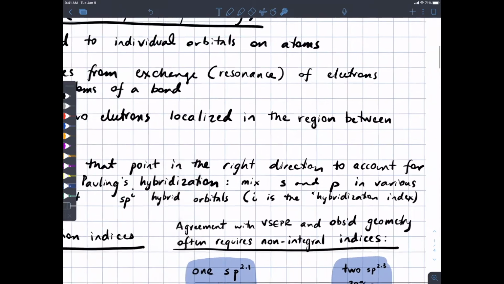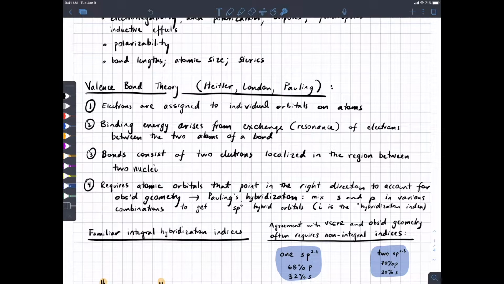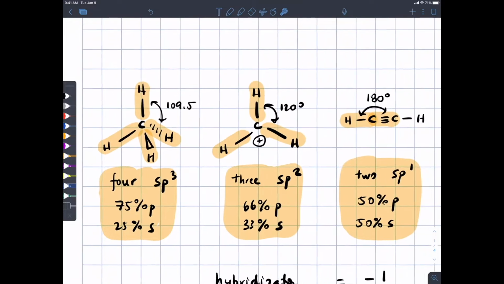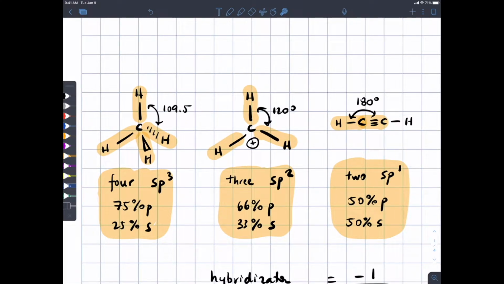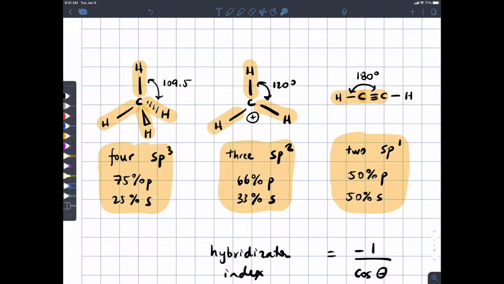Now, one thing I learned when I first read this chapter, I didn't really know, and that is that the familiar hybridization indices, sp, sp2, and sp3, is not all there is. So, for example, tetrahedral geometry, each of those comes from a hybrid orbital on carbon that we say is 75% p and 25% s. We call that sp3. sp2 is consistent with 120 degree bond angle and 66% p, 33% s, and then sp hybridization is 50% p and 50% s. And that works, but it turns out these numbers don't have to be integers. There's no requirement for that.